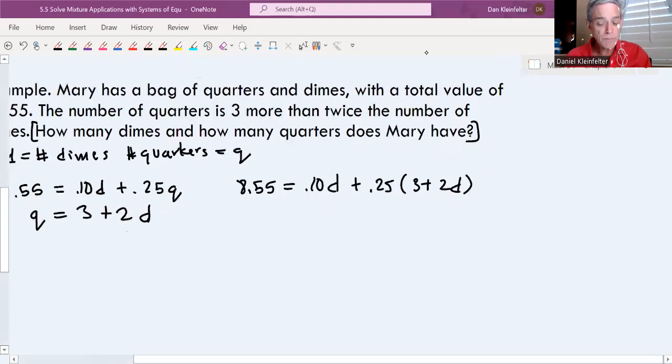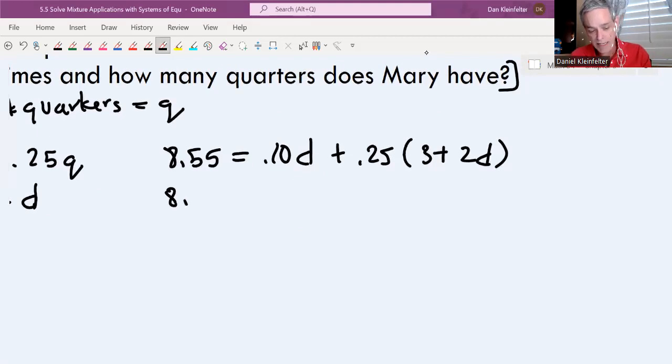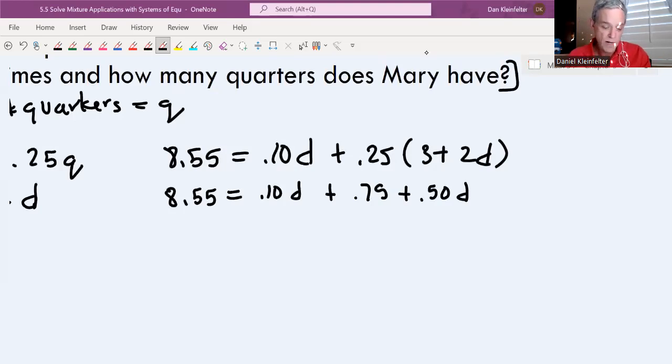So now, here, if you want to, you can multiply to eliminate the decimals. For now, I'm just going to leave them in at least until I remove parentheses, and then I'll decide about the decimals after that. So we have $8.55, 10 cents times the number of dimes. Distributing the 0.25, we'll have 0.75 plus 0.50 times D. We can combine like terms. I'll actually also subtract 0.75 from both sides.